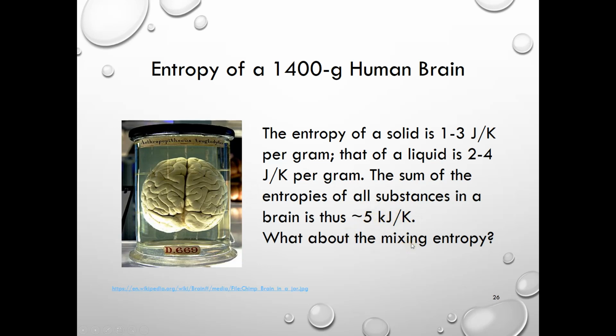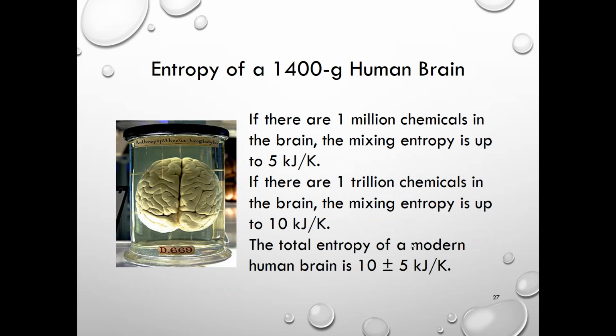But what about the mixing entropy? When we mix 1 million chemicals, the mixing entropy can be from 0 to 5 kilojoule per Kelvin. If we mix 1 trillion chemicals, the mixing entropy can be from 0 to 10 kilojoule per Kelvin. So we have an upper limit here. This upper limit is proportional to the logarithm of the number of chemicals being mixed. That's why when this number goes from 1 million to 1 trillion, the entropy only doubles.